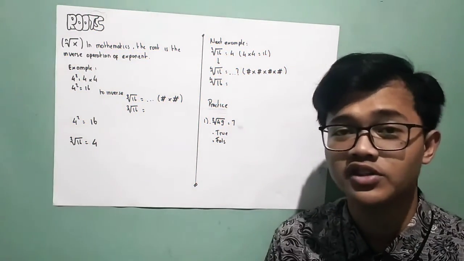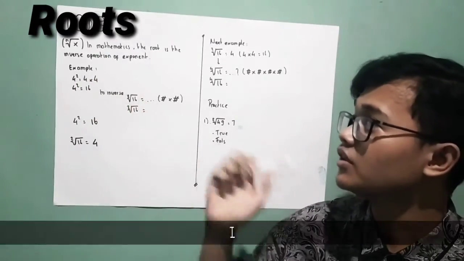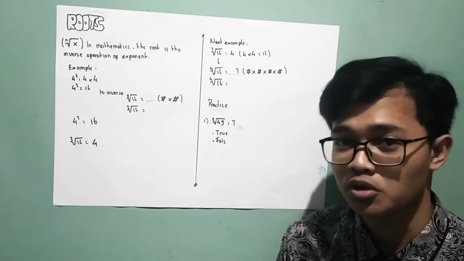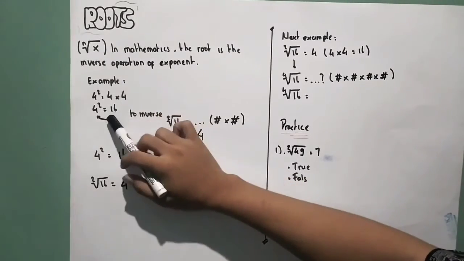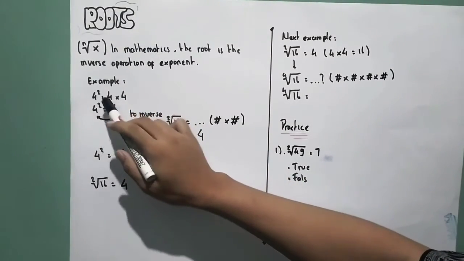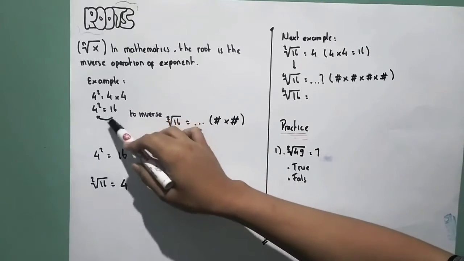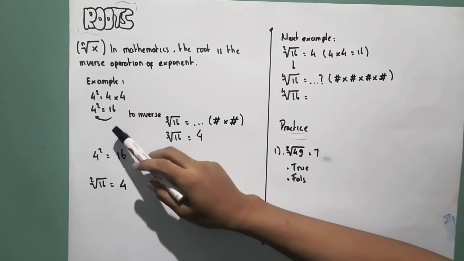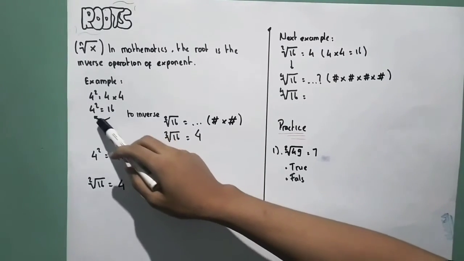Now we go to the last material, roots. In mathematics, root is the inverse operation of the exponent. So let's zoom in. Example: 4 multiplied 2 times is 4 times 4. So 4 times 4 is 16. To inverse that exponent, we start with the answer and then somehow get back to the base number.